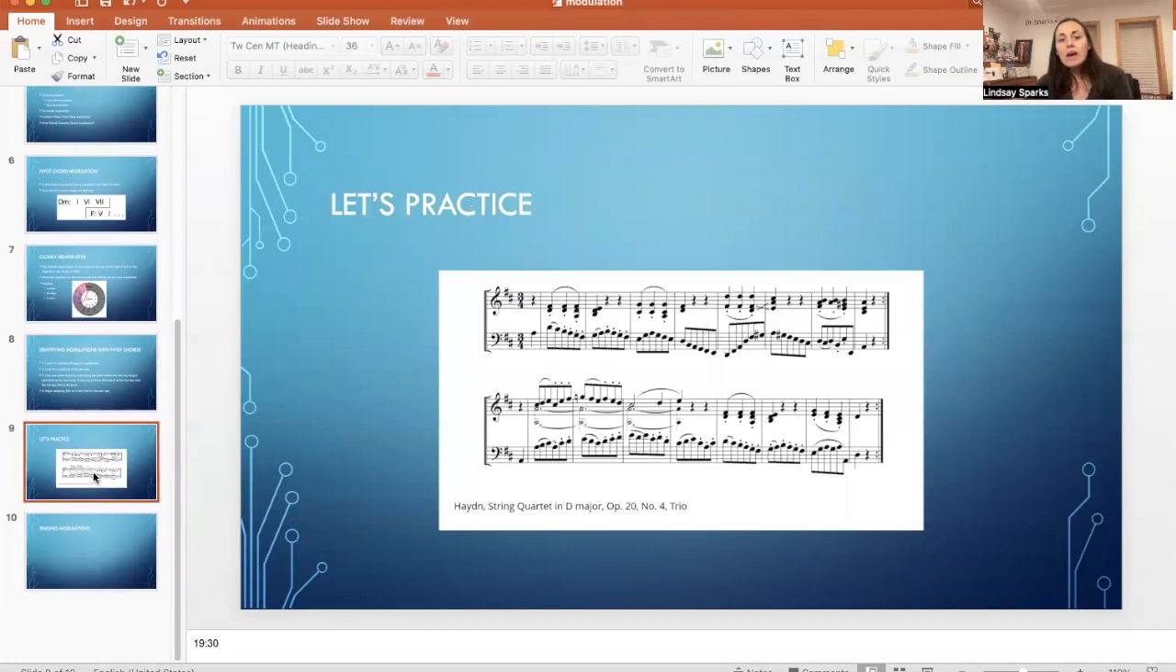Okay. I'm going to try to play from another screen that I'm not sharing. But basically, this is the Haydn String Quartet in D major. Haydn wrote a lot of string quartets. Opus 20, number 4, the trio, which is the end of the third movement. Okay. So let me see if I can play this here. I'm playing it from a YouTube clip, so we'll take a quick listen.